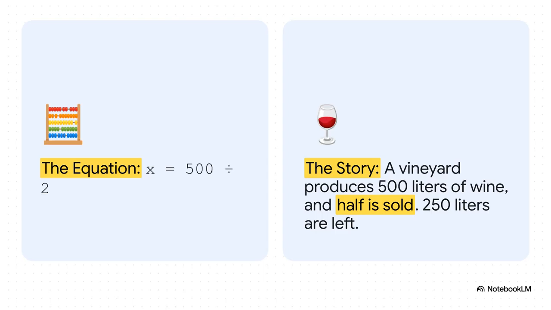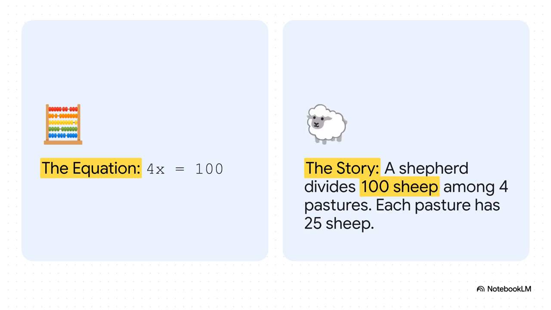The next equation, x equals 500 divided by 2, well, it isn't just about division. It's framed as a decision, a choice about how to manage a harvest. When half the wine is sold, the math becomes this tangible act of managing your resources and planning for the future. And this brings us right back to where we started, with our shepherd. The equation 4x equals 100 becomes a story about responsible stewardship. You have a shepherd making sure his flock of 100 sheep is properly cared for by dividing them equally among 4 pastures. So what's x? It's 25 sheep per pasture.